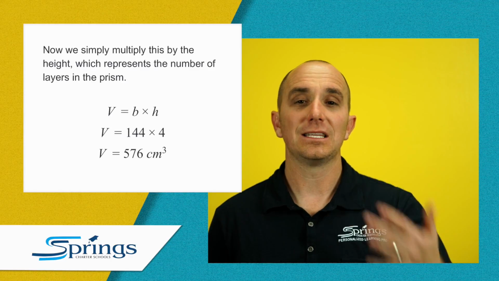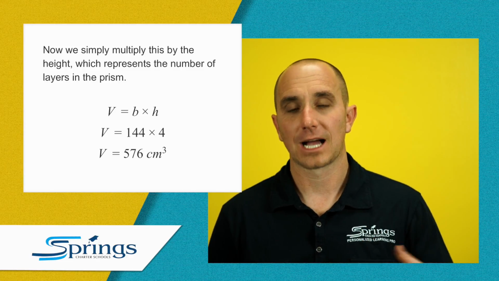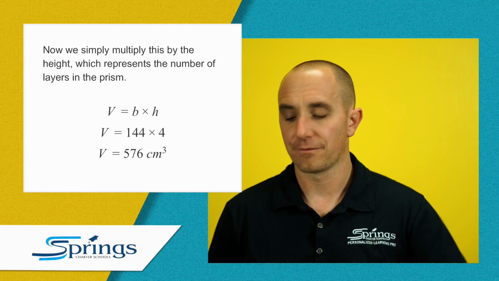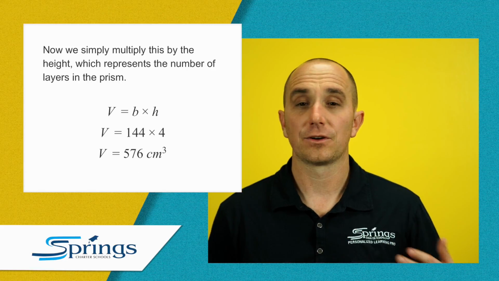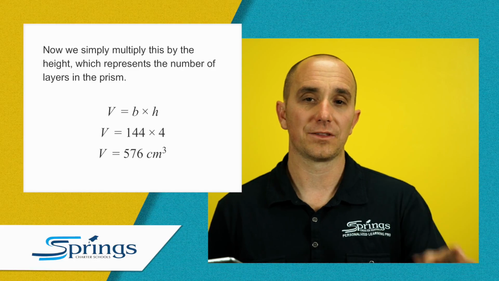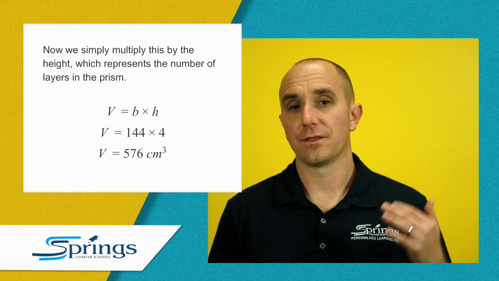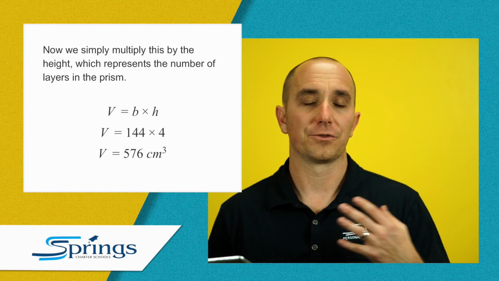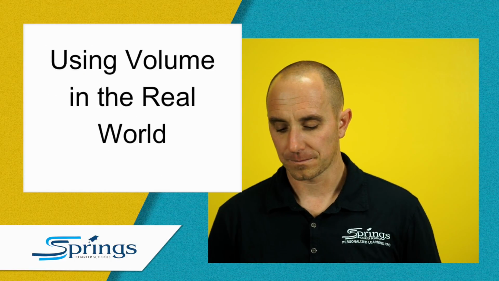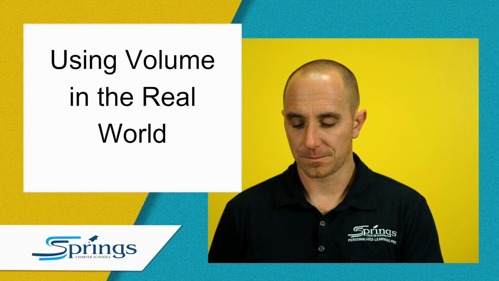All right, and then you just insert that into your formula as the base, 144 times 4, which is your height, and 144 times 4 is 576. Then you go back to centimeters cubed because you had the 2 with the length times width, and then you added the height, so that makes your third value, which gives you your cubed. Okay, so now let's wrap it up using volume in the real world.